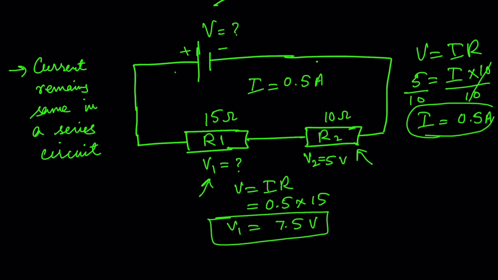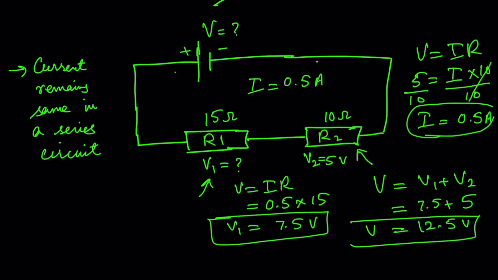So now we have the voltage drop across R1 and R2, so we can find out the total voltage of the battery. The total voltage of the battery is V, that is equal to V1 plus V2. V1 is 7.5 and V2 is 5. When you add them, the final answer will become 12.5 volts. So the total voltage of the battery is 12.5 volts.